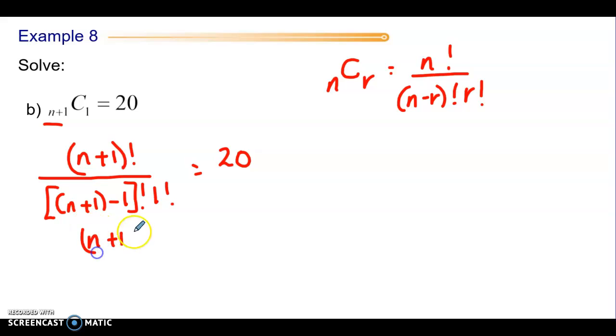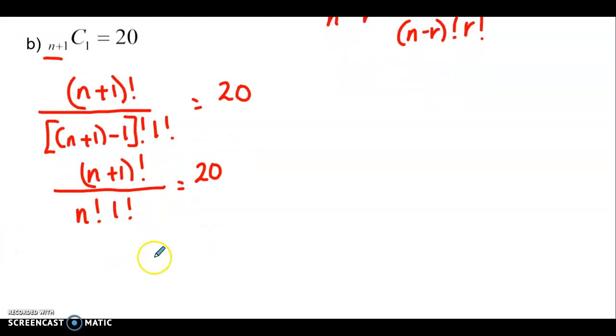Simplifying, we have (n+1) factorial. n plus 1 minus 1 leaves us with n factorial times 1 factorial equals 20. We need to rewrite one of the factorials. We start with the largest. n plus 1 is larger than n. We rewrite (n+1) factorial as n plus 1 times 1 less than n plus 1, which is n.